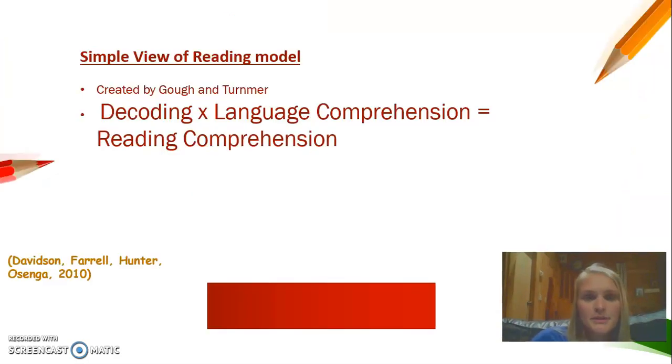The first model for science of reading is the simple view of reading model. It was created by Gough and Tunmer, and they created a formula that was just decoding times language comprehension equals reading comprehension. Now, decoding is just using letter sounds to piece together words, understanding that each letter has a sound, and if we put them together, we can blend a word.